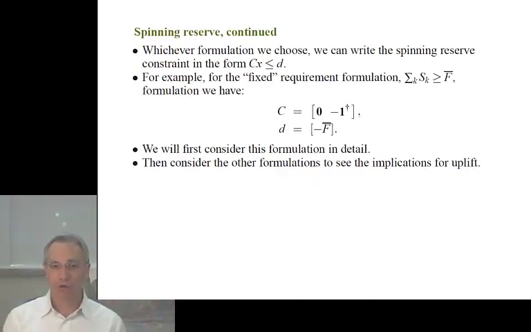Whichever formulation we choose, we can write the spinning reserve constraint in the form Cx less than or equal to D. So for example, for the fixed requirement formulation, we could write C equal to zeros, followed by minus ones, and D equal to minus F overline. It's kind of similar to the supply-demand constraint, but now it's related to reserve, spinning reserve, and it's an inequality constraint. So we're going to consider this formulation in detail, and then we'll consider some of the other formulations.